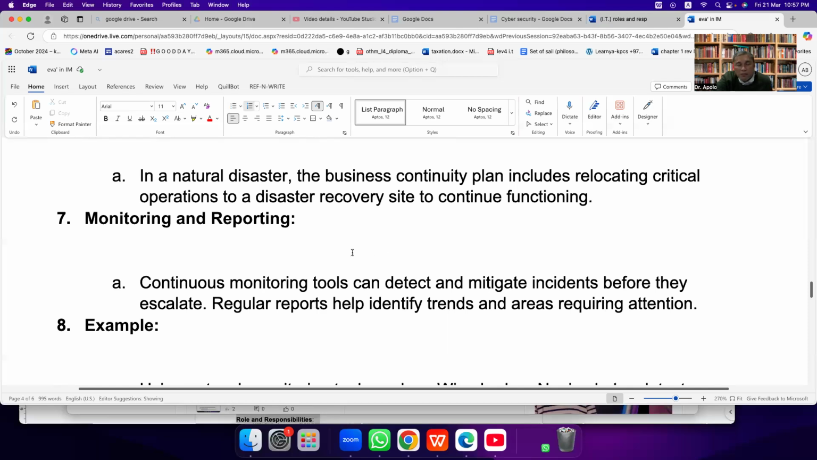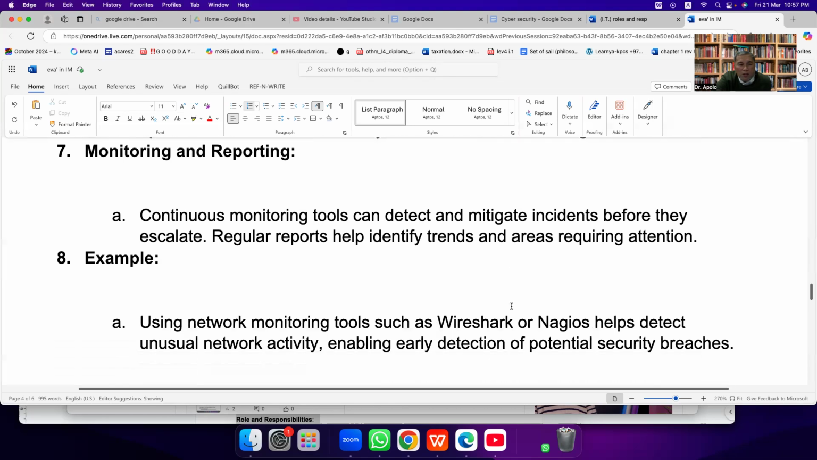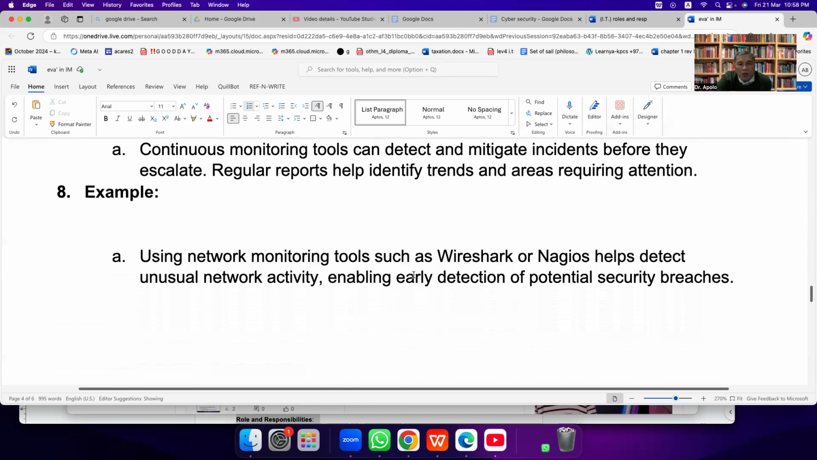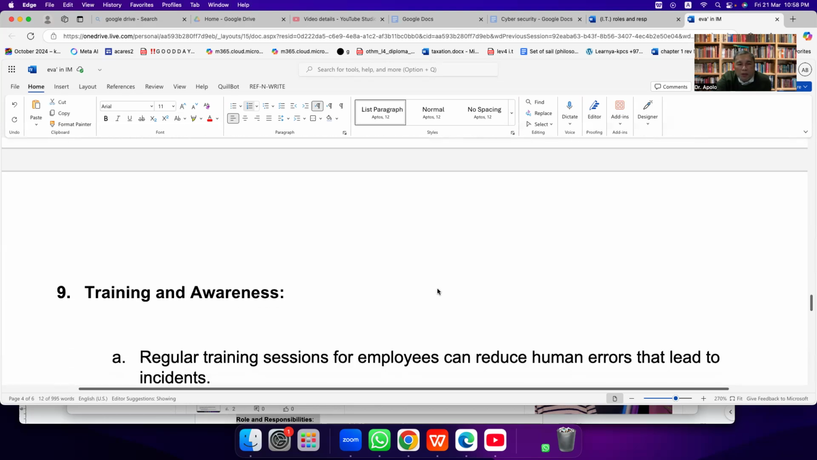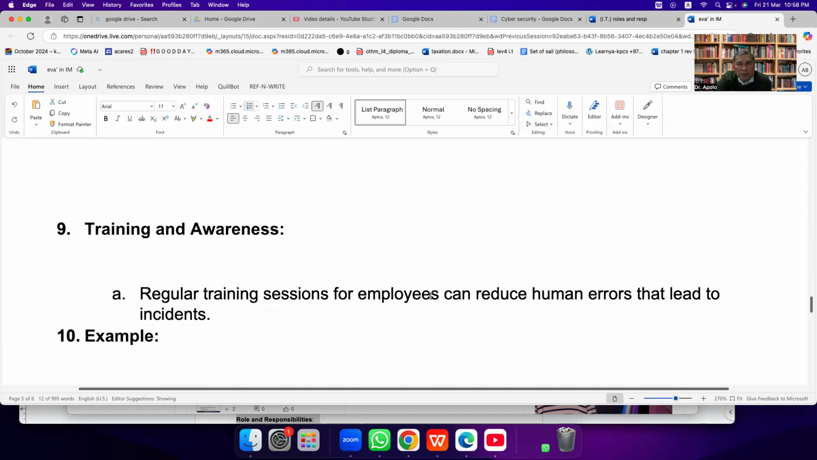Then monitoring and reporting, that is continuous. Monitoring tools can detect and mitigate incidents before they escalate. Regular reports help identify trends and areas requiring attention. Example, using network monitoring tools helps detect unusual network activity, enabling early detection of potential security threats. So the first stage, the early warning signs, should be detected.